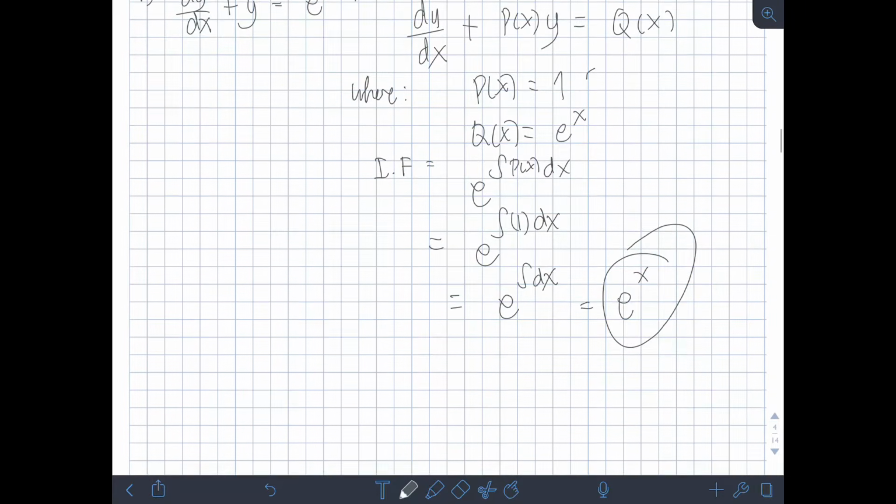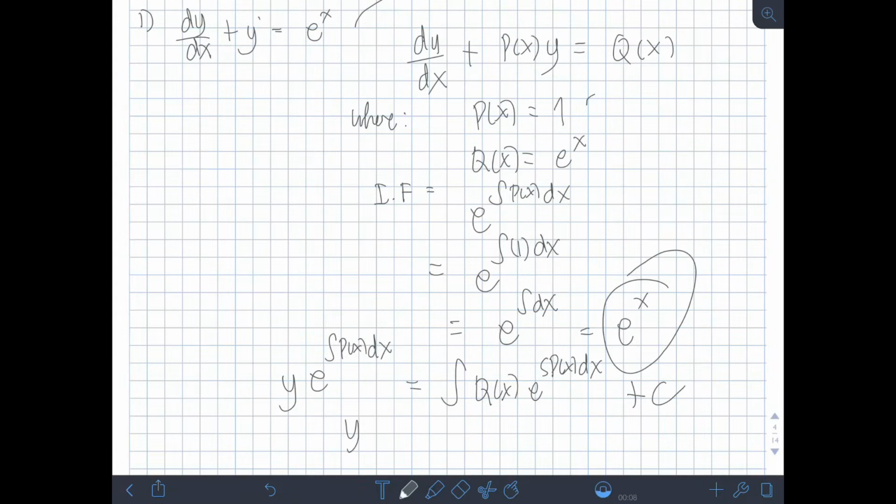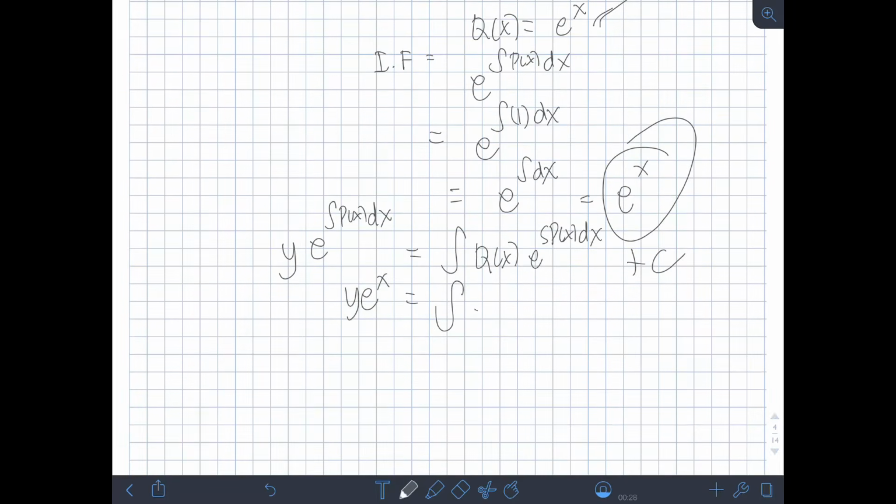So, applying the general solution for linear differential equation, we have y times e raised to integral ng p of x dx is equal to integral ng q of x e raised to integral of p of x dx plus c. So, substitute natin: y times integrating factor na nakuha natin na e raised to x equals integral ng q of x natin is e raised to x. So, e raised to x times yung integrating factor natin na e raised to x dx plus constant. So, simplify muna natin.